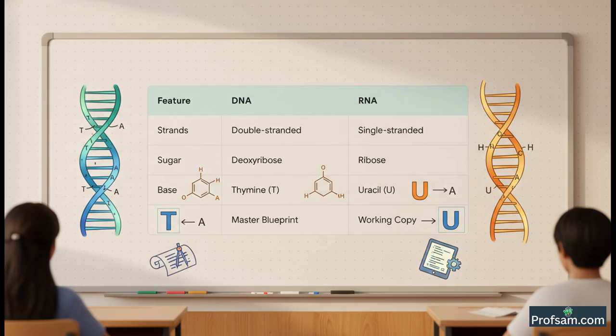As we already know, DNA is a double-stranded helix, while RNA is just a single strand. The sugar in their backbones is also slightly different. It's deoxyribose in DNA and ribose in RNA. But here is a very key difference to remember for your exams: the bases. In RNA, the base thymine, or T, is replaced by another base called uracil, or U. So while DNA has A pairing with T, in RNA, A pairs with U. And of course, their roles are different. DNA is the master blueprint, and RNA is the temporary working copy.